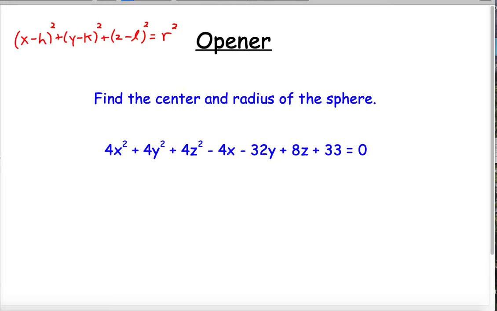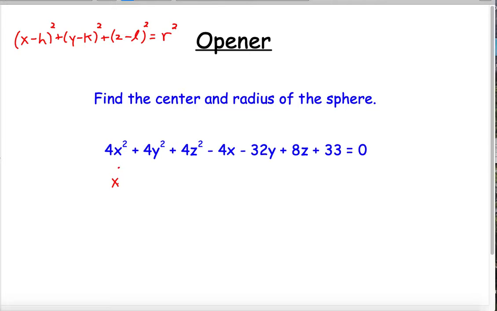So in order to get this to look like that, I need to complete the square for each of the variables. One thing I do notice right off the bat is that all the coefficients of the squared terms are the same. That's what tells me that it's a sphere. If they were different, it would have more of an elliptical shape. And so I can divide everything by 4 right off the bat. I don't have to factor out each one individually if I don't want.